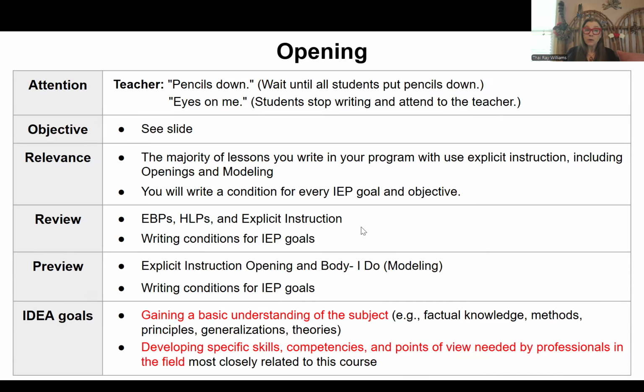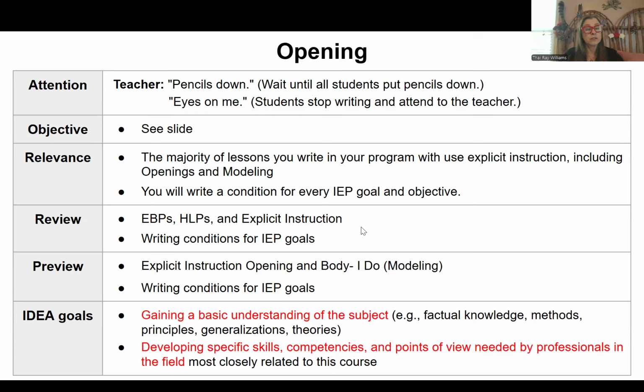So let's start with our opening. As you know, you're always going to have an attention getter, and so we're going to do a different one each week. And the attention getter for this week is one that you would use if your students were engaged in an activity and you want them to stop that activity. It could be because you need to give directions. It may be time to stop because you're going to move to another activity. And so again, I'm going to use the direction of pencils down, but for you, it might be close computers, it might be put your supplies away. Make that specific to what you're doing.